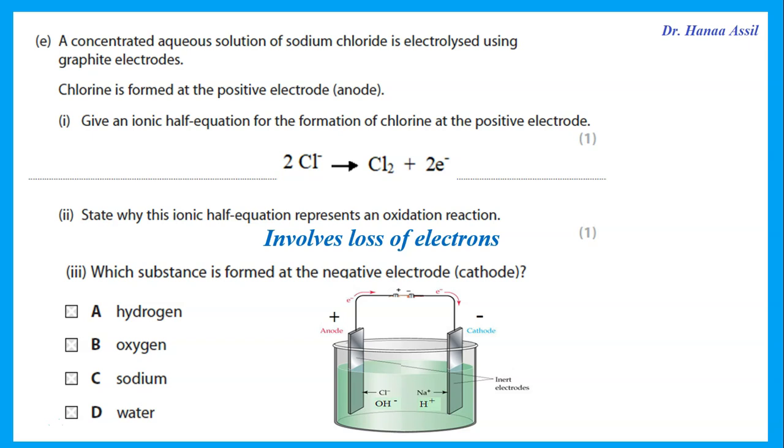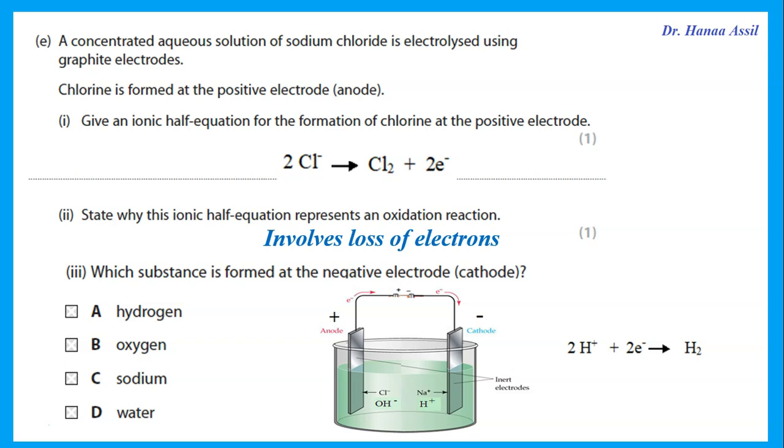Now, what about the negative electrode? Which substance is formed at the negative? At the negative, we have either Na plus or H plus reacting. And we said if we have a choice between Na plus and H plus, it is the one that is lower in the reactivity series that reacts. At the cathode, if the choice is between two positive ions, the one that is lower in the reactivity series is the one that reacts.